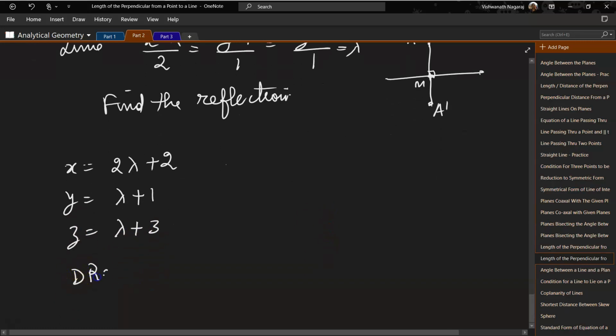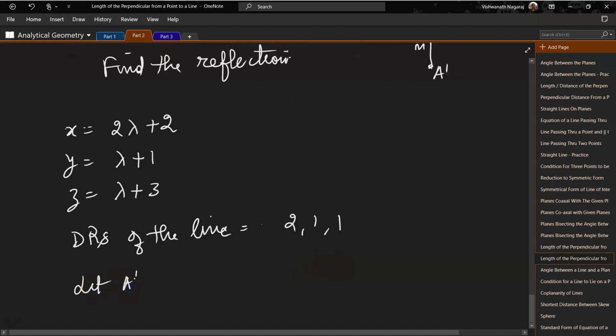Now the DRs of the line are 2, 1, 1. Let's say A dash, or just to avoid problems in writing it, let's write it as B. B is the reflection. Let B = (x1, y1, z1) be the reflection.